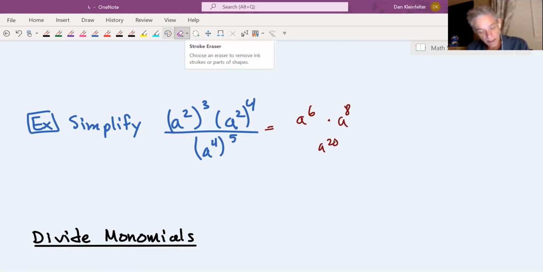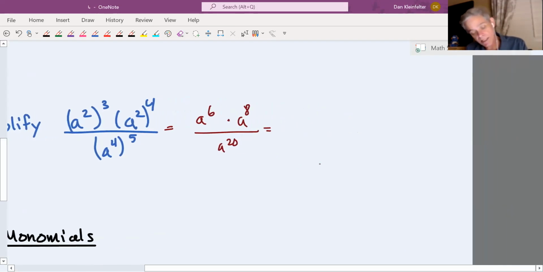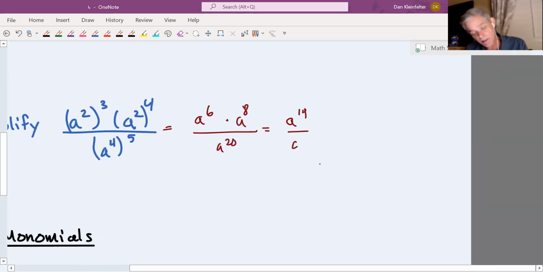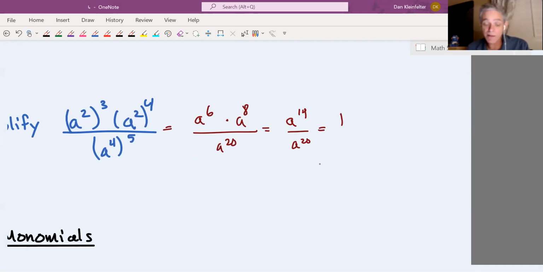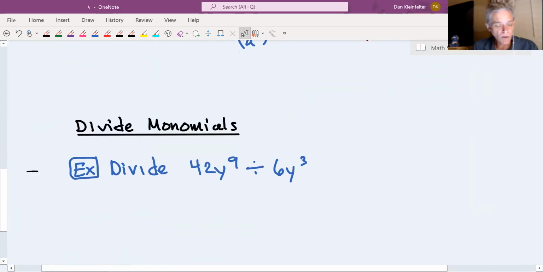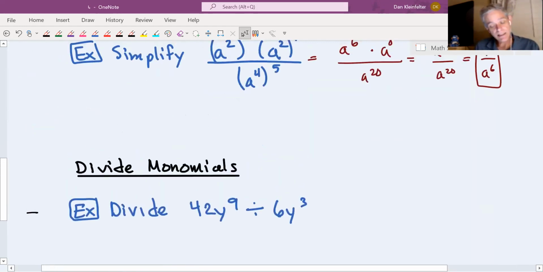Okay, so then up top, we're multiplying, and so we're going to add exponents. Now we have a to the 14th in the top, a to the 20th in the bottom. That says there are 6 more a's in the bottom. We'll get 1 over a raised to the 6th power. Okay, and that does that.